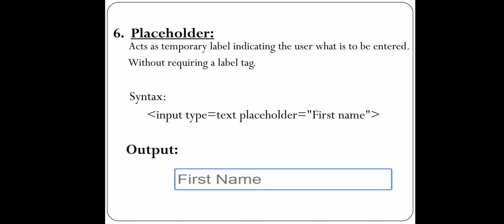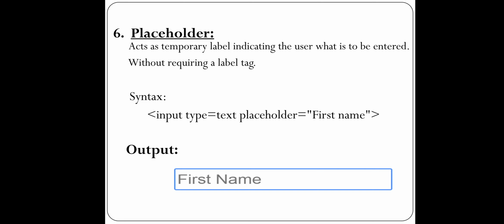Next, sixth, placeholder. See, generally it hints the user what is expected to be entered as the input. So it generally acts as a temporary label to the control, though it looks similar to read only.